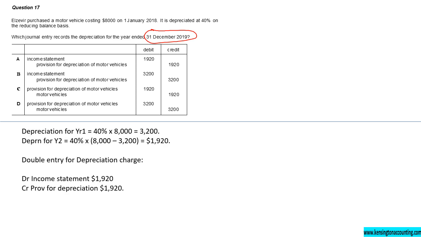So depreciation for the first year will be 40% times the cost. That's 3,200. And depreciation for the second year using the reducing balance method is a percentage multiplied by the net book value. So this is the reducing balance method. For the second year, we use the net book value, not the cost. So the net book value is 8,000 minus 3,200. So the difference is 4,800. So it's 40% times 4,800. It's 1,920. Therefore, the depreciation charge for year 2 will be: debit the income statement and credit the provision for depreciation charge. Therefore, the correct answer is A.